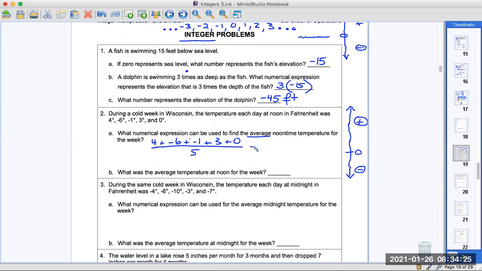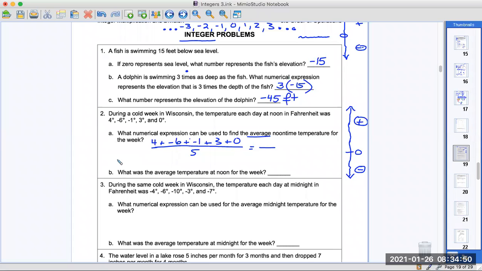Good. Now I want you guys to tell me, what is the top number? Everybody figure out just the top. 4 plus -6 plus -1 plus 3 plus 0. 4. I have to think myself. 1, -2. Yeah. Okay, I got it.